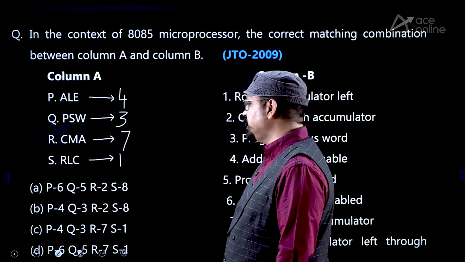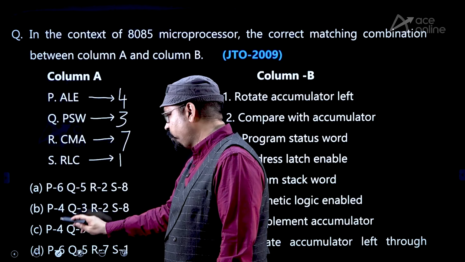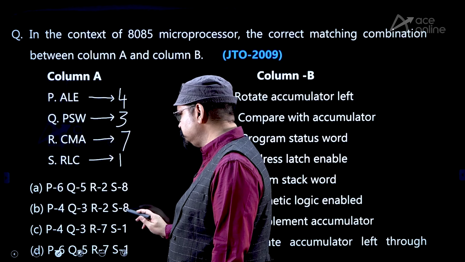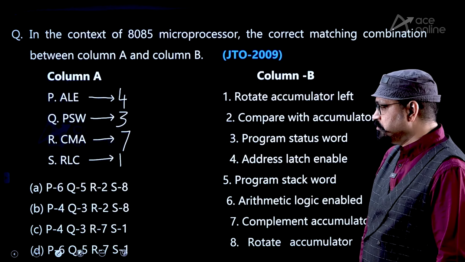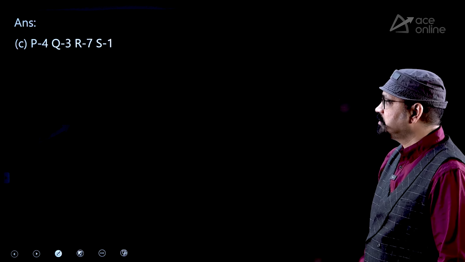So 4, 3, 7, 1. I think option 4 is given here, 3 here, but it is 2. That is wrong, right? Here also it is 8. That is wrong. 4, 3, 7, 1. So the option is C.